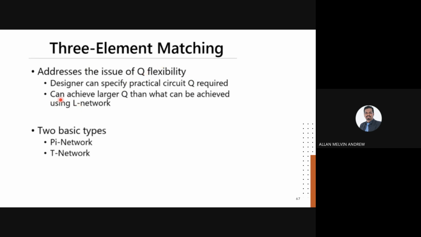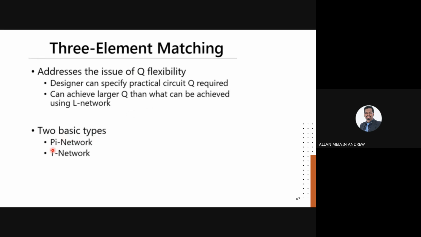We can achieve a larger Q than what can be achieved using the L network. The L network only uses two elements, either inductance or capacitance, either one. By having this flexibility, you can achieve a larger Q. Larger Q means a high quality signal transmission. We can achieve that using the three element matching. There are two types of three element matching.